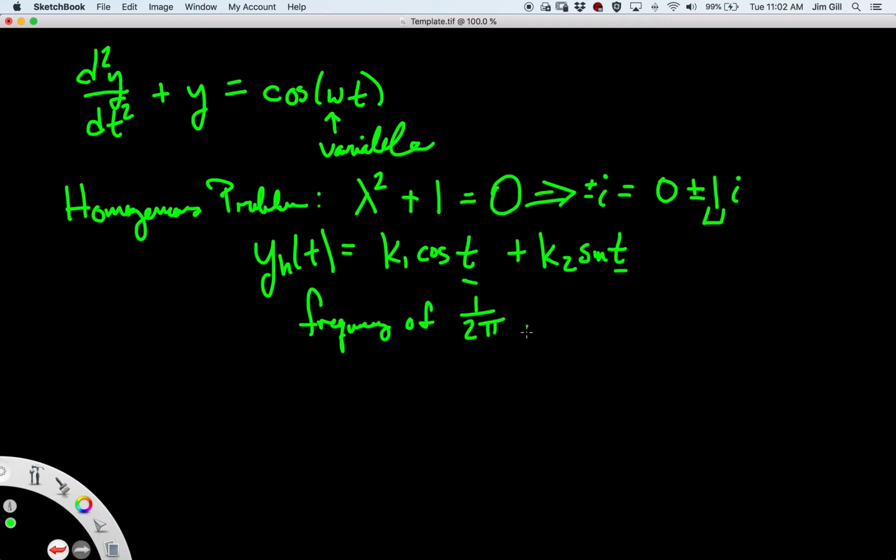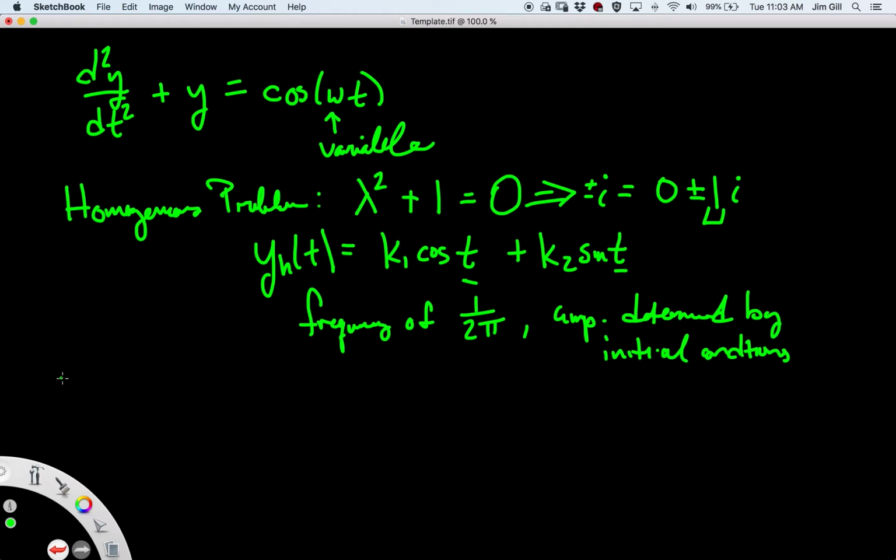And the amplitude is determined by the initial conditions given. All right. So that'll determine k1 and k2, and that'll determine the amplitude. Okay, so there's our homogeneous problem. Now we need a solution to the driven equation. As long as we get one solution to the driven equation, by the linearity principle, we can add any solution to the homogeneous problem to get our desired solution.